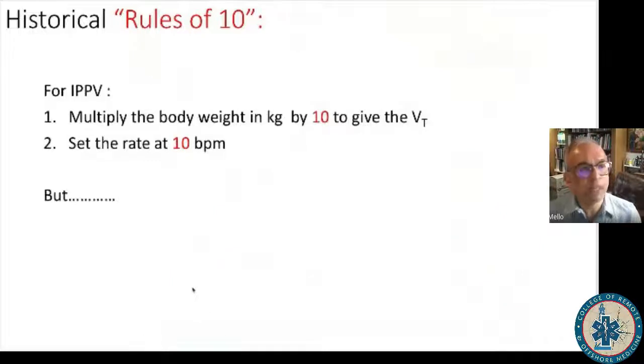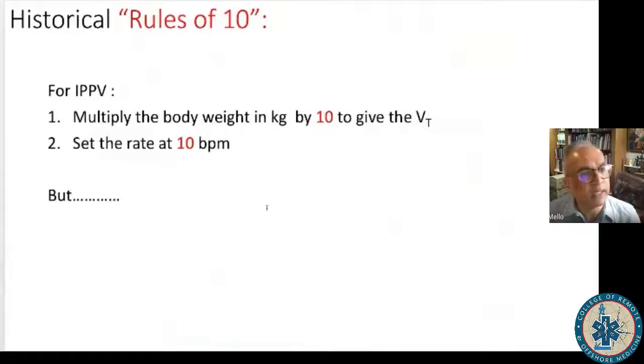So before we think about setting up a ventilator, let's look back at history. When I first started training in the 1980s, there was the rule of 10. So for ventilation, you took the patient's body weight in kilograms, multiplied it by 10, and that gave you the tidal volume to be dialed onto the ventilator, and then you set the ventilator at 10 breaths per minute, and that was it. Now you can see that over time this is excessive because, first of all, the body weight is not to be used, but it's the ideal body weight. And I've given you that formula earlier in this lecture.